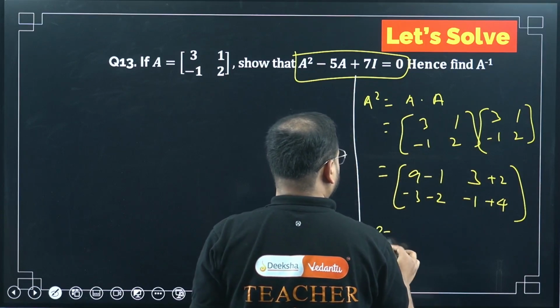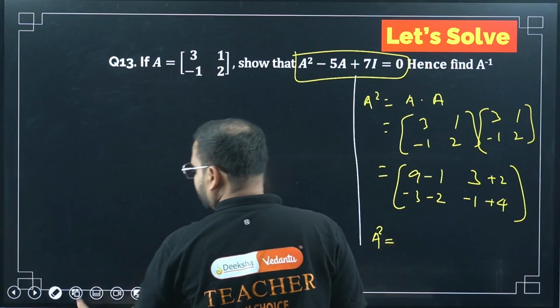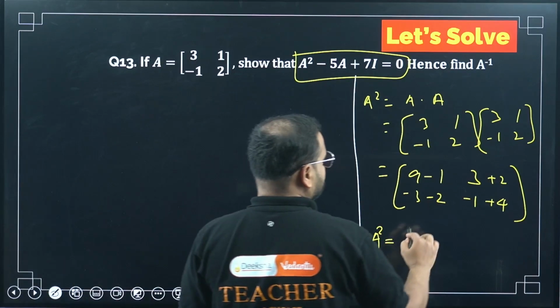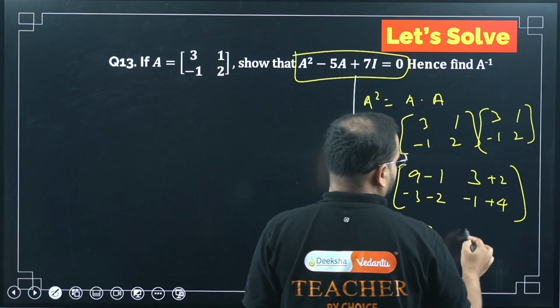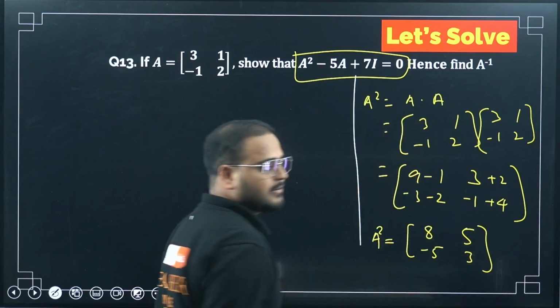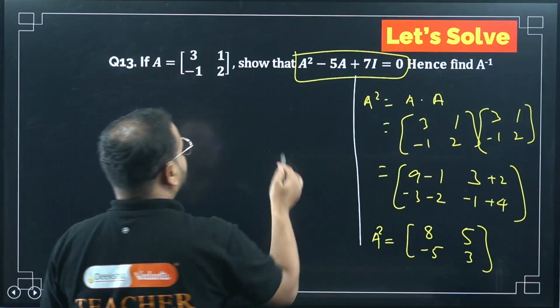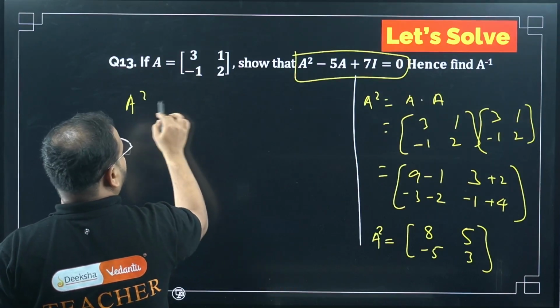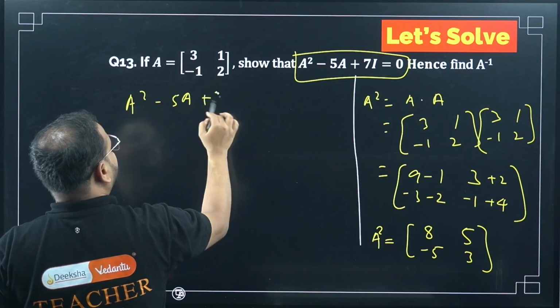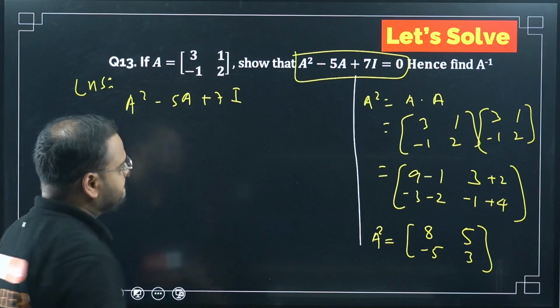I get A square equals to, what do I get? A square is equal to what? Please tell me. 8, 5, minus 5 and 3. Correct? Now using this condition, A square minus 5A plus 7I. I'm taking only my LHS.